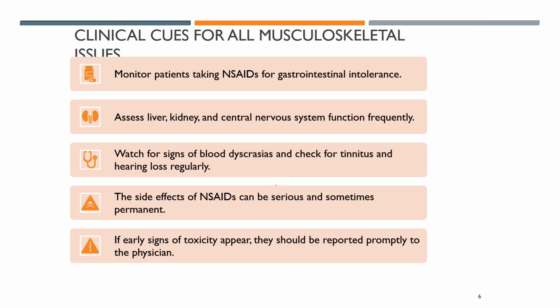Okay, so there are just some things that you should say for all musculoskeletal issues. First one, if they're taking NSAIDs for pain, we want to monitor them carefully, make sure there's no gastrointestinal intolerance. They're not developing any type of bleeding ulcer or anything. We want to assess liver, kidney, central nervous system frequently. You want to watch for problems with tinnitus or hearing loss if they're on antibiotics or aspirin. And don't forget about the NSAIDs. The side effects are very serious.